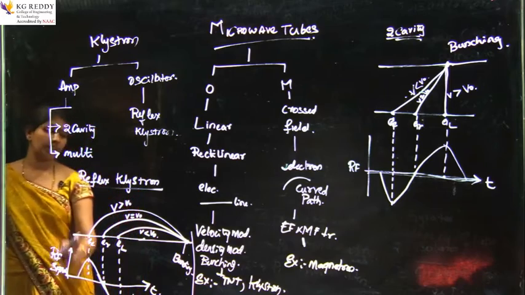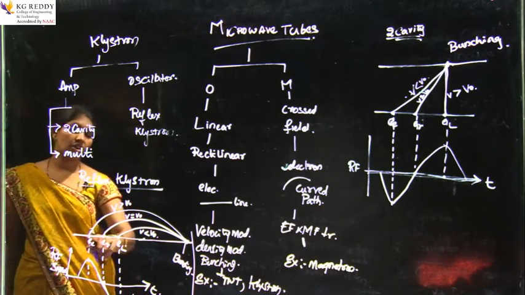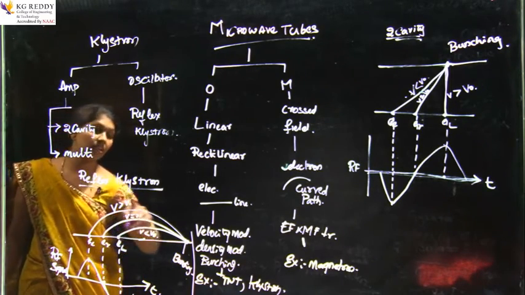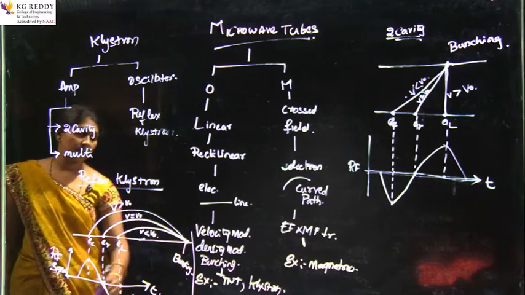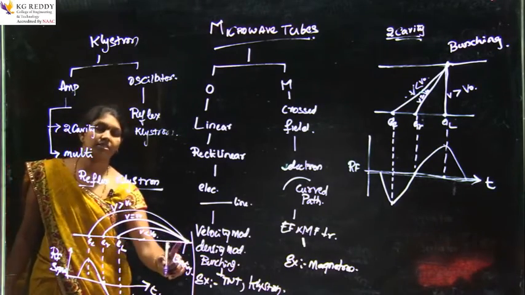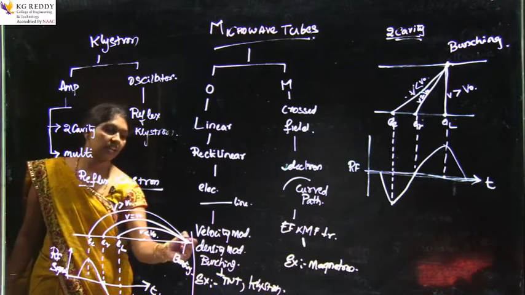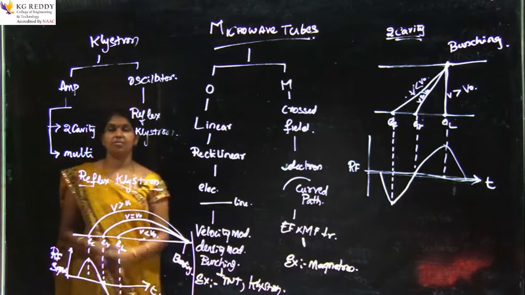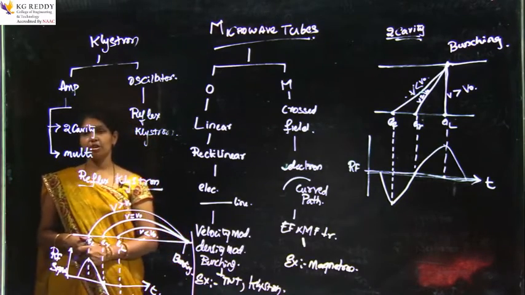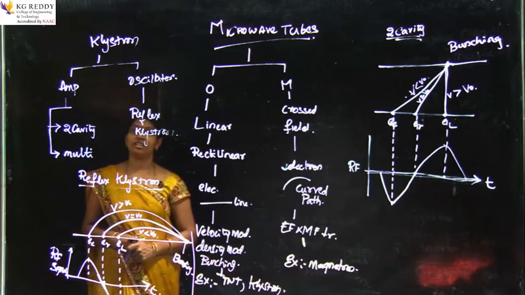I repeat, the early electron, because of greater velocity, travels more distance, and the late electron travels less distance. Anyways, all the 3 electrons will meet here and bunching takes place. This is the principle of velocity modulation in the reflex klystron.